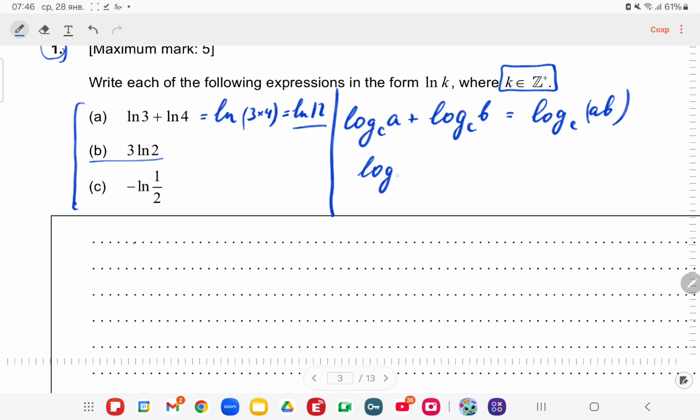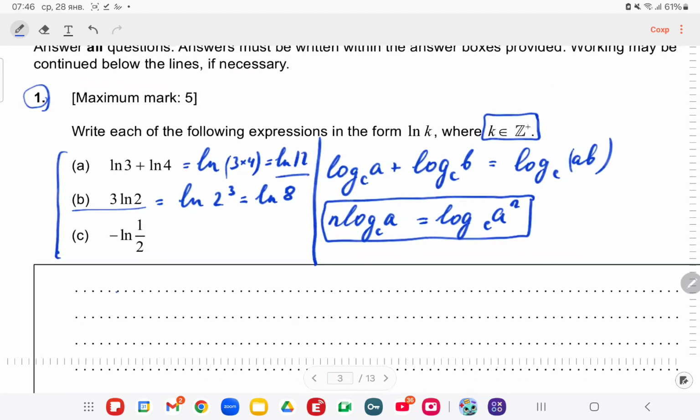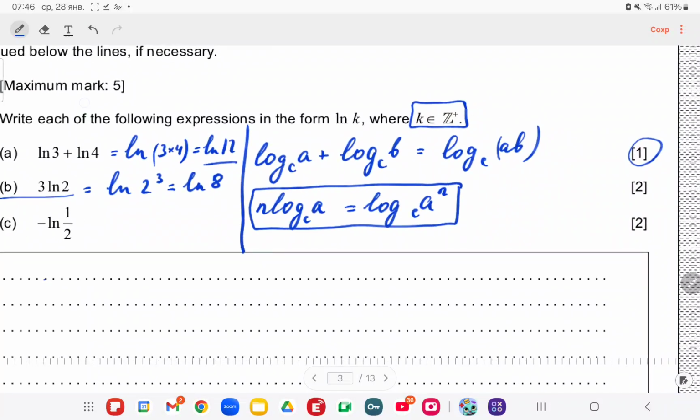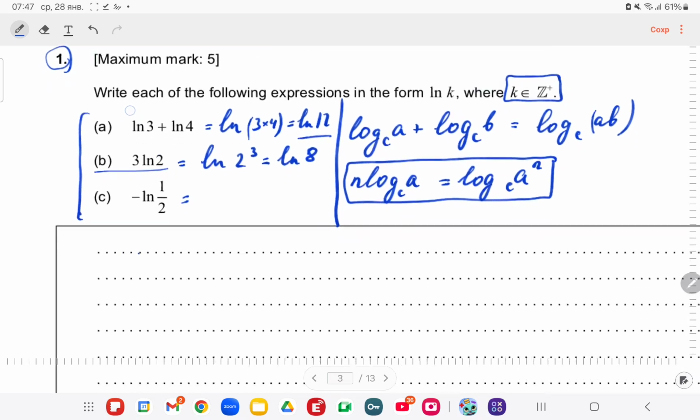Here for this case we will use the property of the power rule. So n log a becomes log of a to the power n. This is the second property, and let's use this straightforwardly. It is ln 2 cubed, so it is ln 8. So that's how you will get another 2 marks here, right?